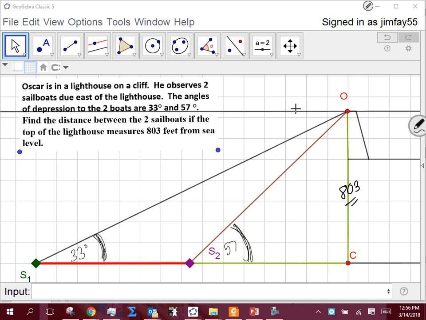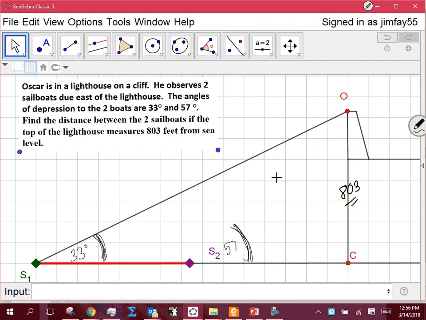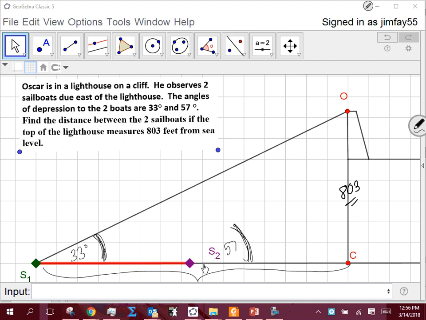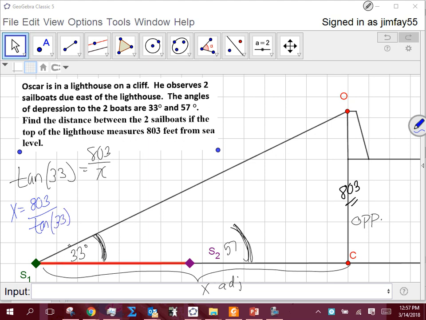Okay? Now, here's the question. I'm going to clean things up a little bit. I'll get rid of that line. Let's get rid of that triangle first. Could you find, I think we called this x initially. Can you find x out of that right triangle? Do you have the opposite side? Is x the adjacent side? So can I say the tangent of 33 is equal to 803 over x? Does that make sense, everybody? Solving for x, then, it gives me 803 divided by tangent of 33. That's going to give me that distance from S1 to the cliff. So that's one part of the question.